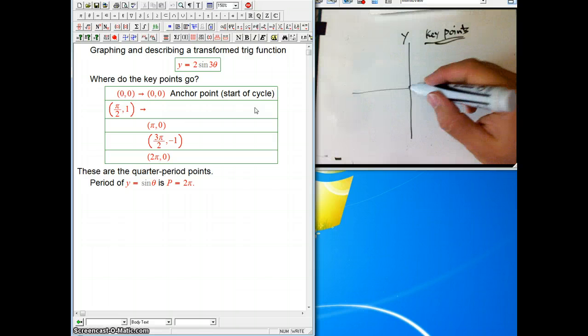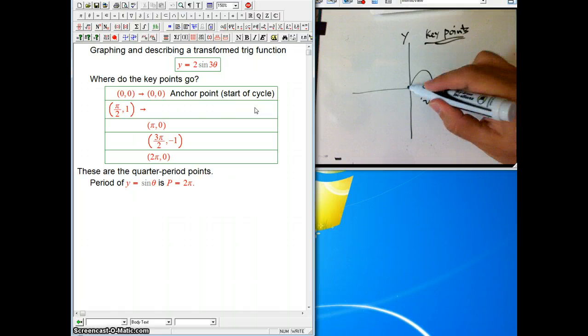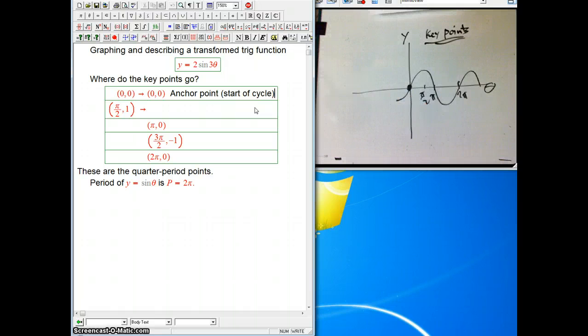Let me go ahead and resketch it. We're going to talk about this for a second here. Okay. So here's 2 pi, here's pi, here's pi over 2. The anchor point for a sine curve is in the middle going upward. And that hasn't changed. The other transformations that we'll do later will move the anchor point, and that's where it gets a little more complicated. Okay, pi over 2 comma 1.